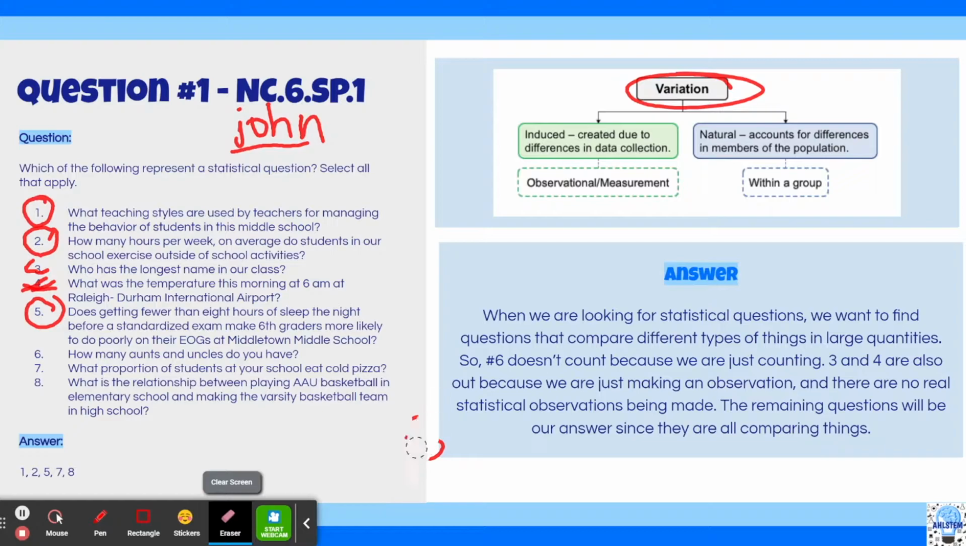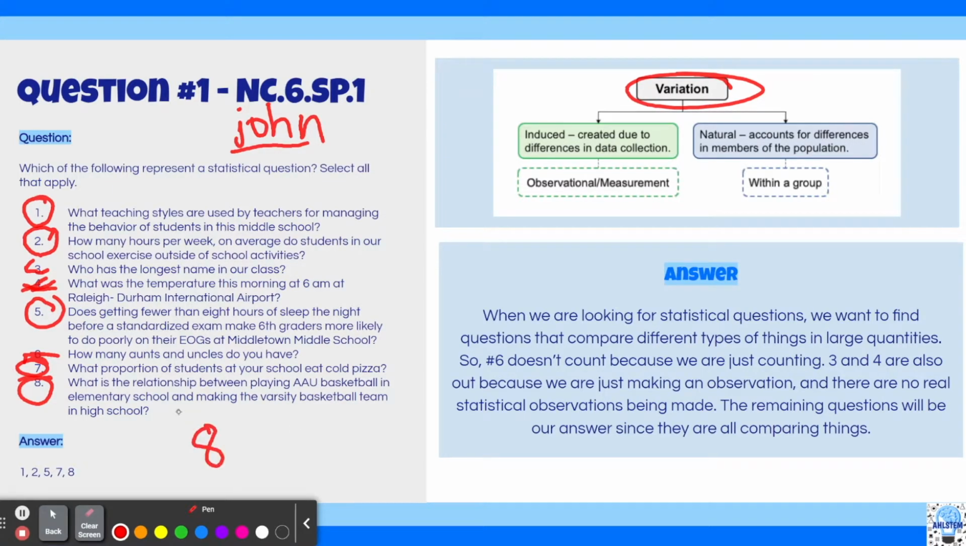Okay, number 6. How many aunts and uncles do you have? Definitely not. That is simply a 1-number answer. Number 7, what proportion of students at your school eat cold pizza? That is definitely 1 because you can get different answers from that, and there's actually a set of data there. Lastly, what is the relationship between playing AAU basketball in elementary school and making the varsity basketball team in high school? That is also 1.